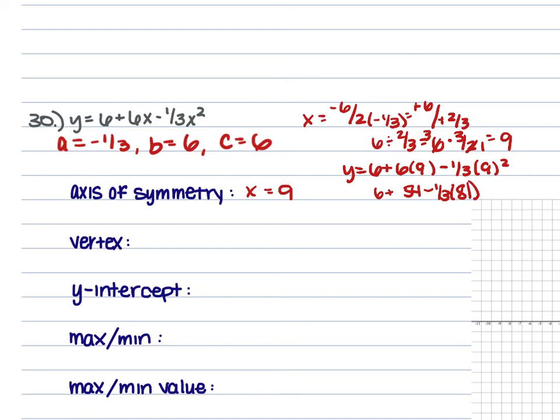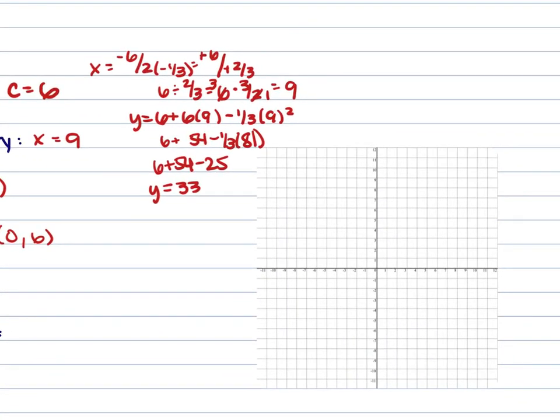Now, if we divide the 81 by negative 3, we get negative 27. So that is 6 plus 54 minus 27. 6 plus 54 minus 27 gives us 33. So that is way too big, but we still have to give our vertex, which is 9, 33. Our y-intercept is 0, 6, so we can at least plot that point.